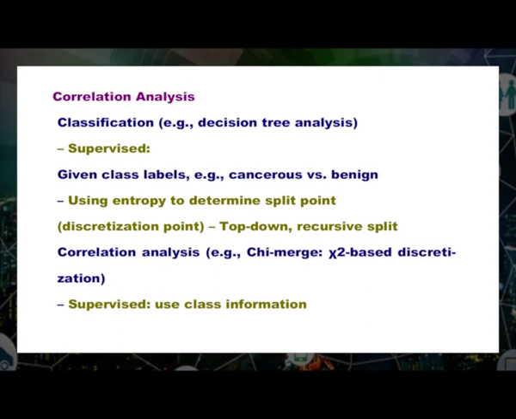Correlation analysis is the next topic. So, classification, the example is decision tree analysis. The next concept is supervised classification. The given class labels, for example, cancerous versus benign, using entropy to determine split point, top-down or recursive split. The correlation analysis, for example, ChiMerge chi-square based discretization. The supervised discretization uses the class information.